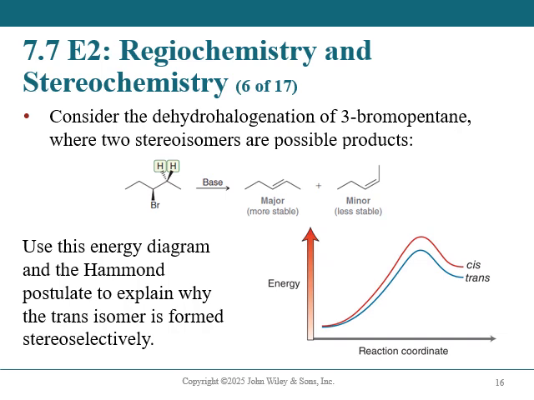Consider the dehydrohalogenation of 3-bromopentane, where two isomers are possible products. We will have the trans position of the substituents to each other, versus the cis position to each other. Trans has less steric hindrance, cis has more steric hindrance, so I would expect this to be more difficult because of that steric hindrance, and you can see that from the activation energy required being higher. The higher the activation energy, the less likely, and to a smaller extent, your product will form.